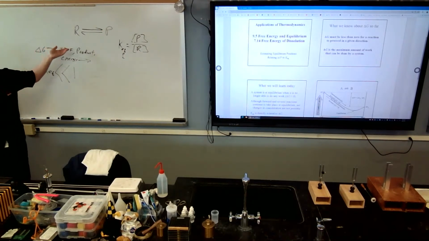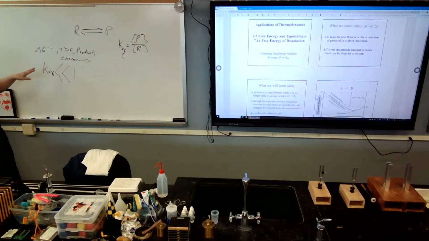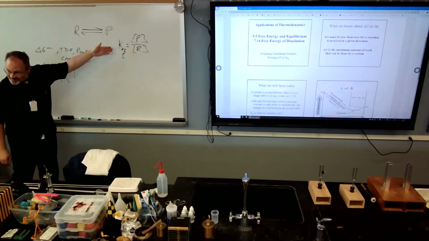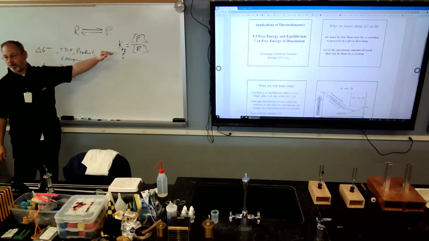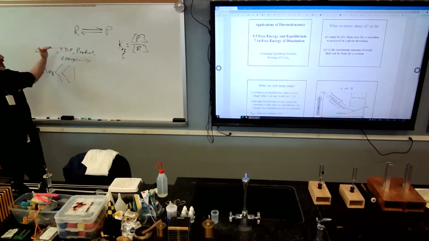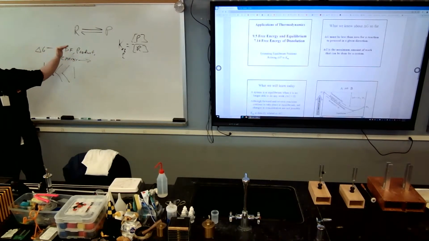Now Lane's like, that's what you got, it's all backwards. So reactants go to products. If your delta G is negative, you have a product favored process. We say this is thermodynamically favored. It's going to release energy.